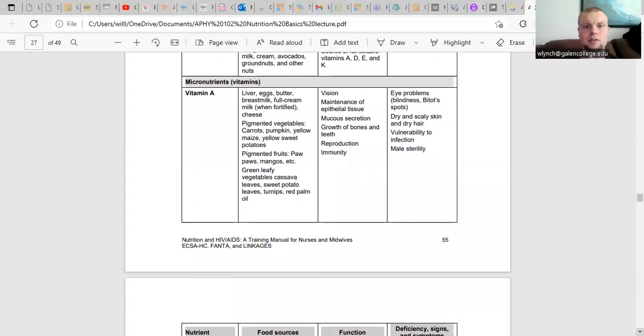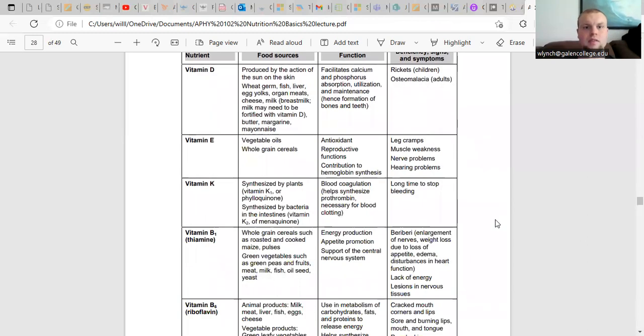Starting with our micronutrients. Vitamin A is very important for vision, maintaining epithelial tissue like the skin, growth of bones and teeth, and also immunity and reproduction. We're going to find this in things like liver, eggs, butter, milk, also vegetables, especially yellow pigmented ones like carrots, pumpkin, and squash, pigmented fruits like mangoes, and green leafy vegetables.